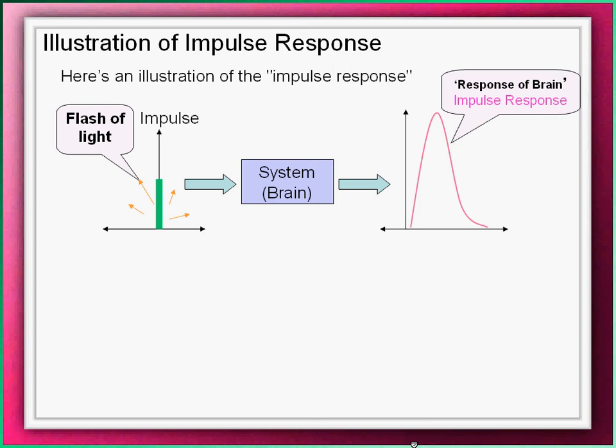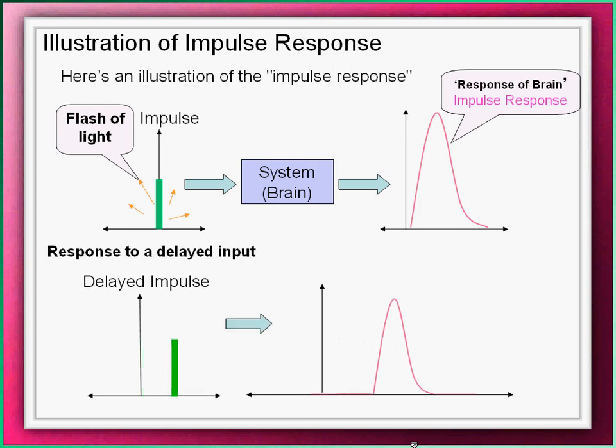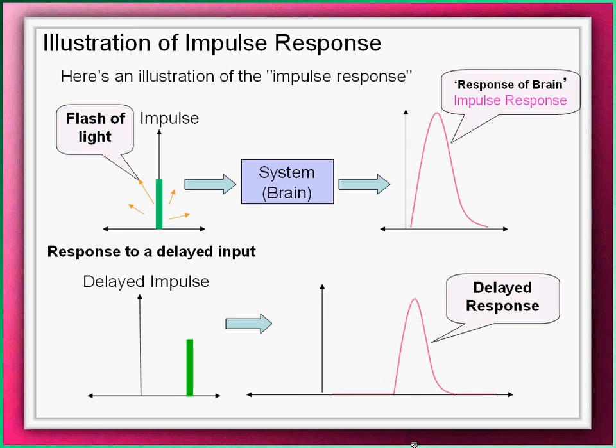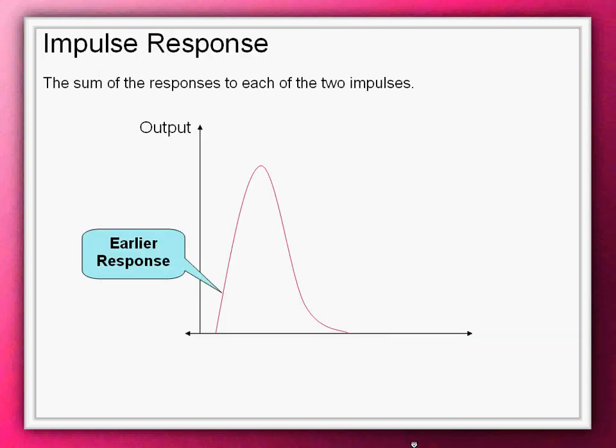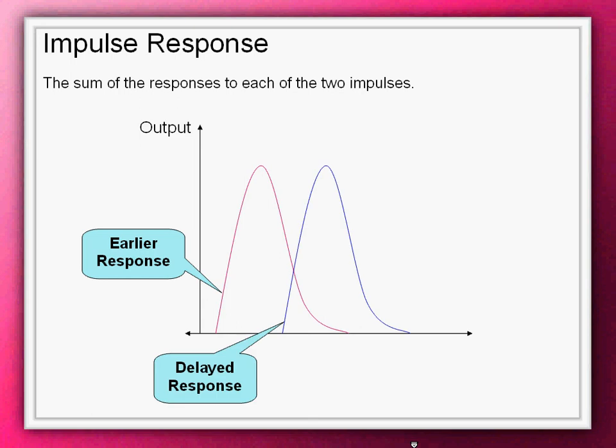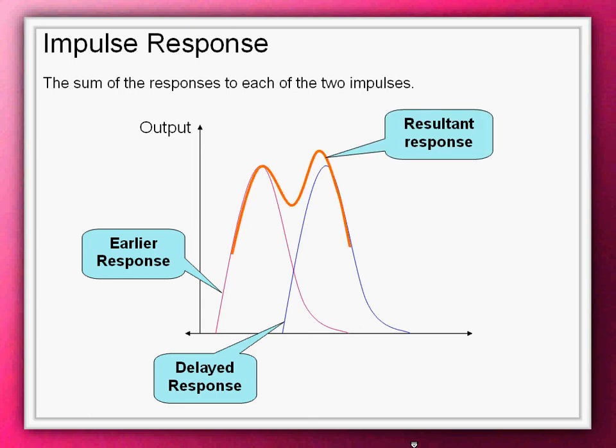If we assume brain as a linear system, then a delayed response is obtained for a delayed impulse. Applying both the impulses simultaneously to the system, the output is then the sum of the responses to each of the two impulses, which is only possible as this is a linear system.